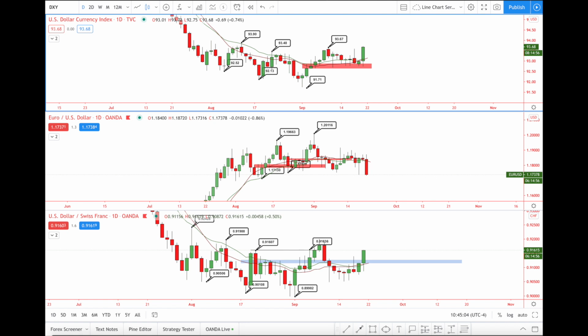And the middle chart is Euro USD. The bottom chart is the United States dollar versus the Swiss franc. And what you will notice is the top chart and the bottom chart mirror one another, while the middle chart, which is Euro USD, moves opposite. So this is an example of correlations.